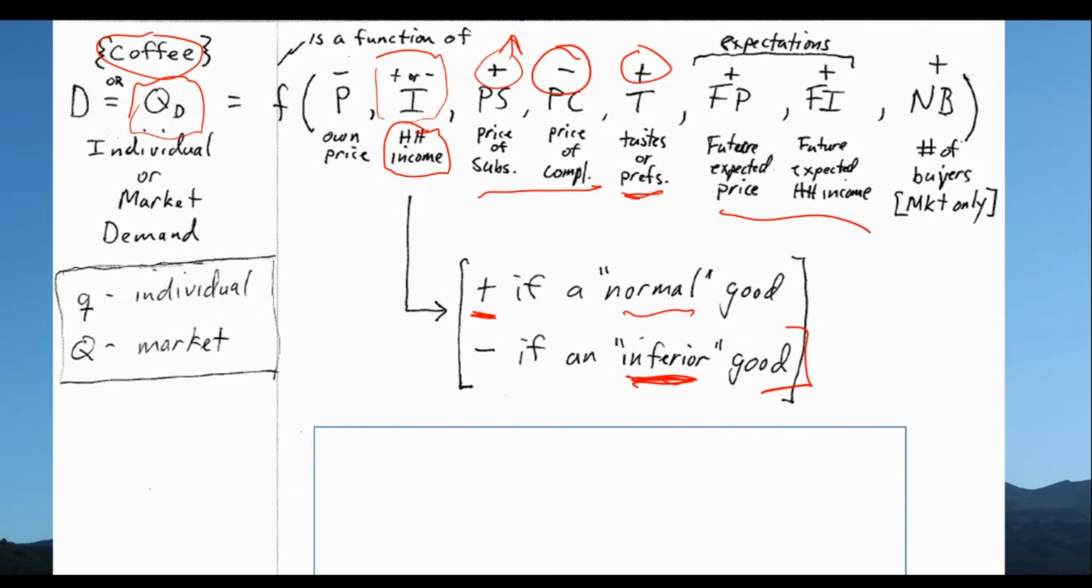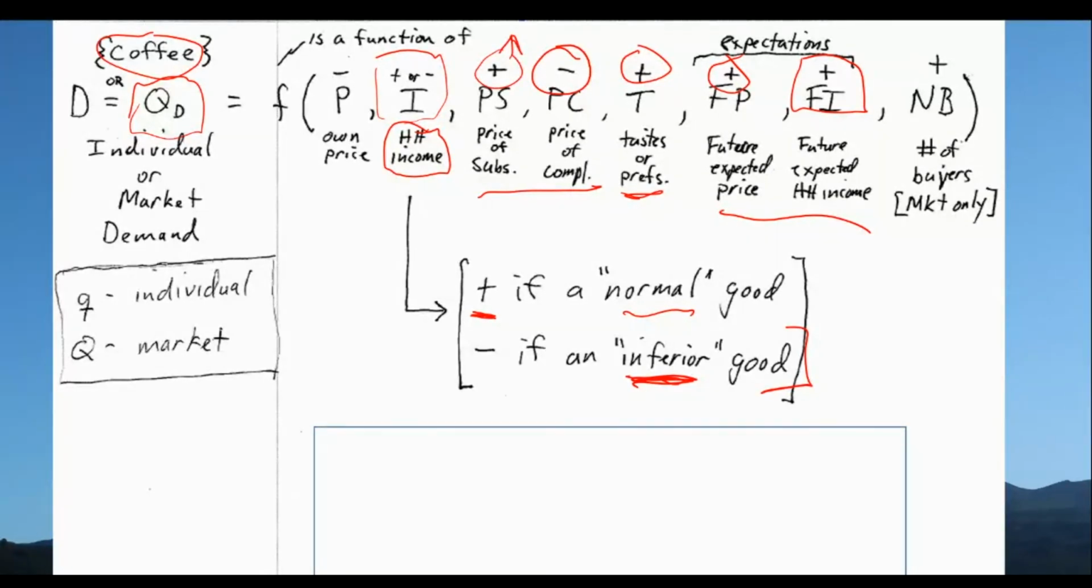So if you expect the future price to be higher, that's going to tend to increase your demand for the product today. And the more the future price goes up, the more you're going to demand and try to store up or stock up on it in the meantime. So positive relationship between the future price and the quantity of a product demanded. Next, future income, also a positive relationship.